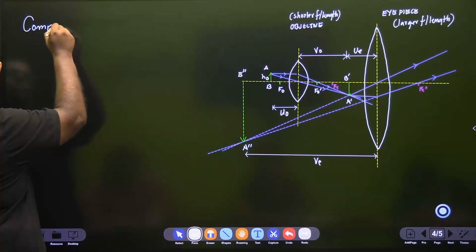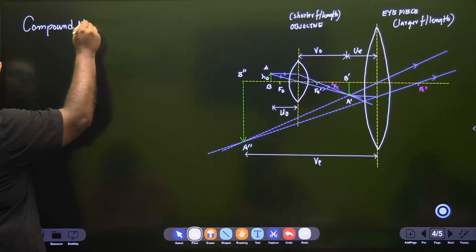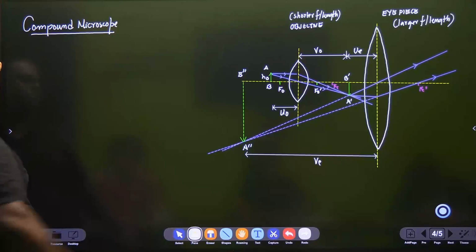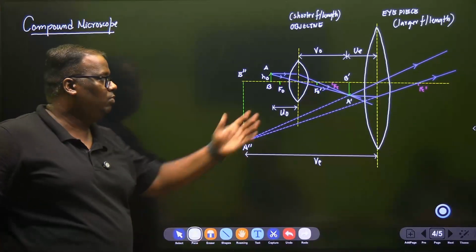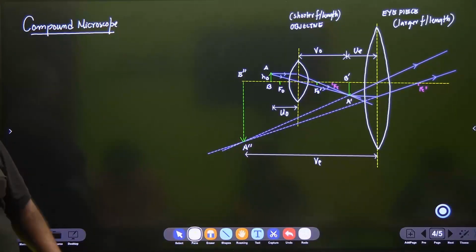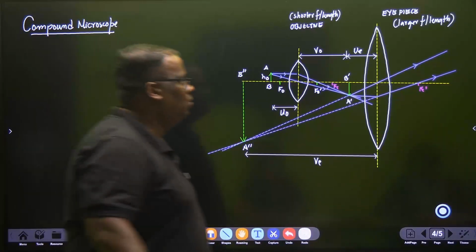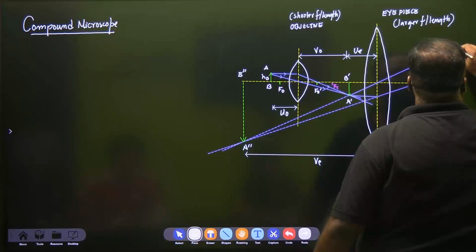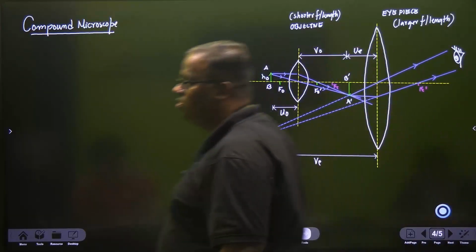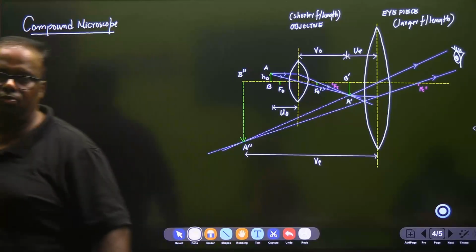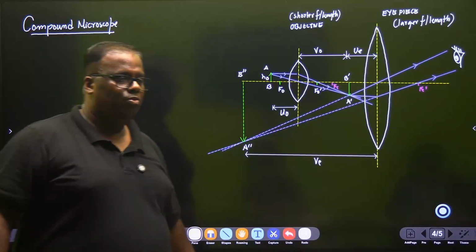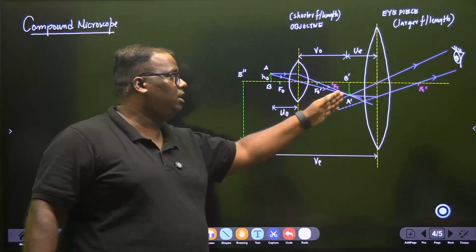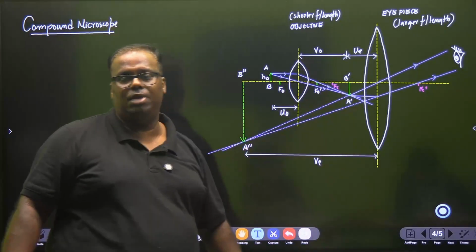compound microscope. A compound microscope consists of two lenses. The one which is near the object is known as the objective. The one that is facing your eye is known as the eyepiece. Your eye is here. The objective has a shorter focal length deliberately, so that wherever you focus it on the object should be beyond the focus. As a result, you will create the first image, which will be a real inverted magnified image.